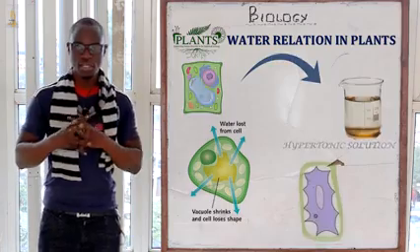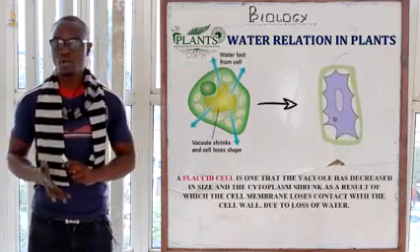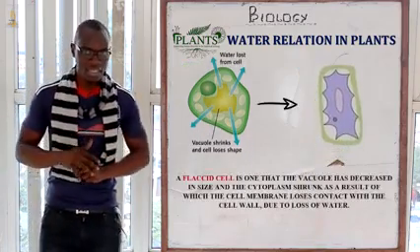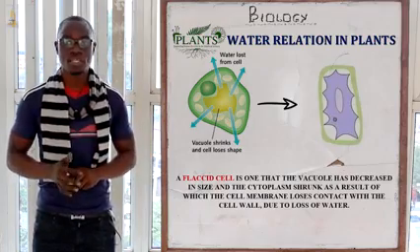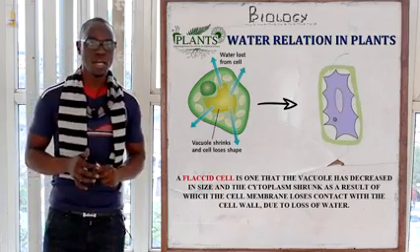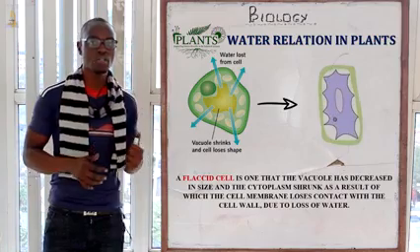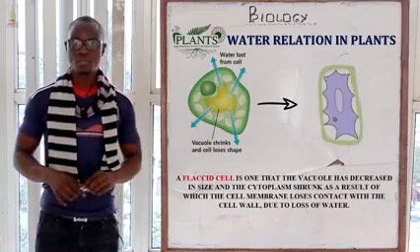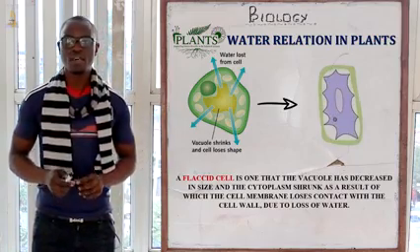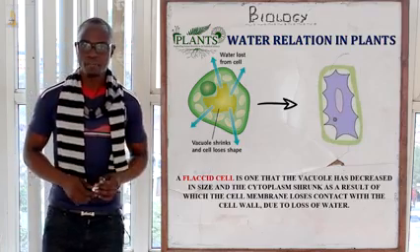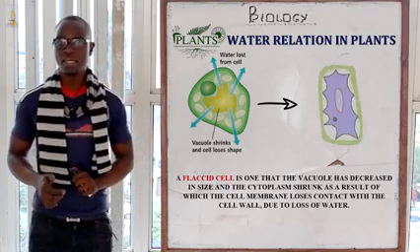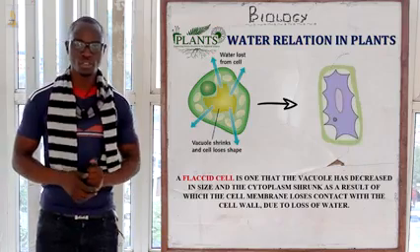Then it will shrink. The process by which the vacuole loses water and shrinks, we say that the plant cell has gone into a flaccid state. So that process is called flaccidity of the cell. That is when we place the plant cell in a hypertonic solution.